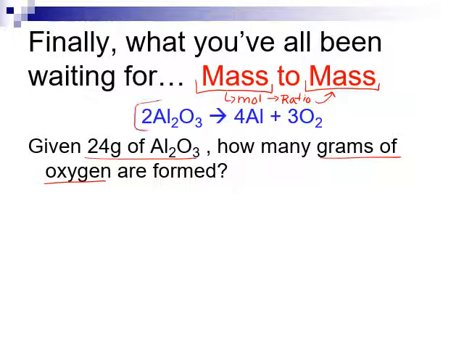So we've got this as our given, and this is what we're looking for. And I included the coefficients here, but they're for the mole ratio only. So let's start. 24 grams of aluminum oxide. Well, I need to do some math.